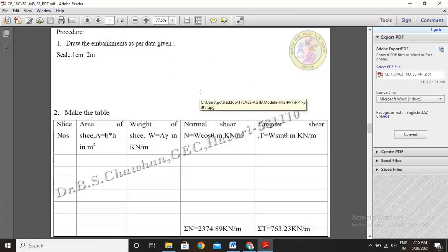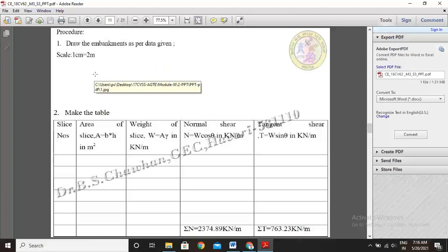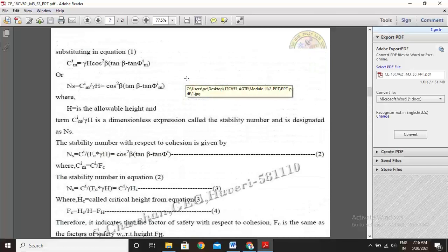In the last sessions we have already seen how to draw the embankment as per the method of slices. The same steps apply here. Draw the embankment as per the data given. Here you select the scale, that is 1 centimeter equal to 2 meters. Then draw the embankment.